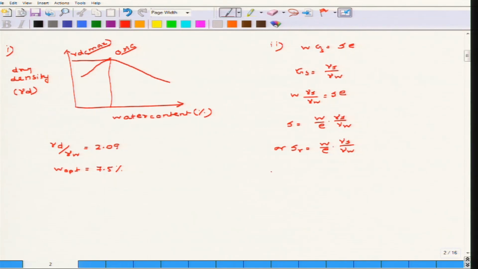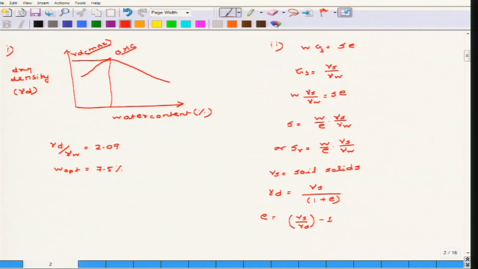Again, gamma S generally corresponds to the soil solids. So if it is soil solids, then basically it generally corresponds to the dry density. So gamma D is equal to gamma S by 1 plus E. So from here we can get that E is equal to gamma S by gamma D minus 1.